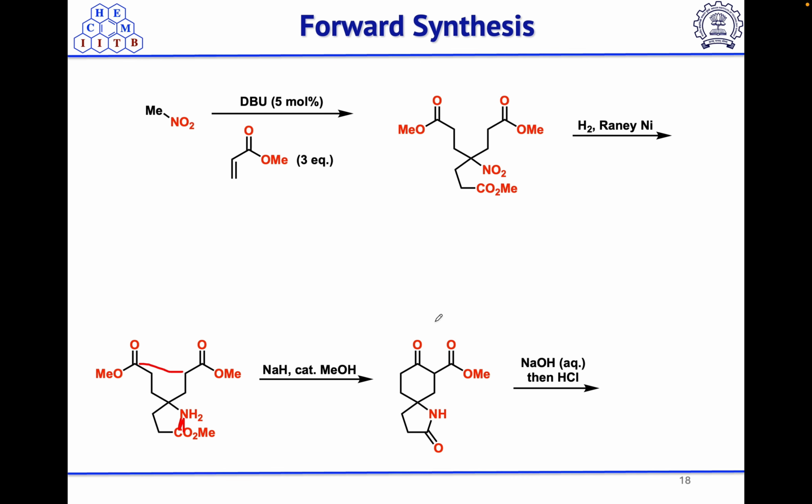Now you need to remove this ester, so you can do a normal decarboxylation, Krapcho-type decarboxylation. First acid formation in the presence of aqueous sodium hydroxide under reflux conditions gives the acid, then decarboxylation using H plus gives the decarboxylated product. So this is our target molecule.